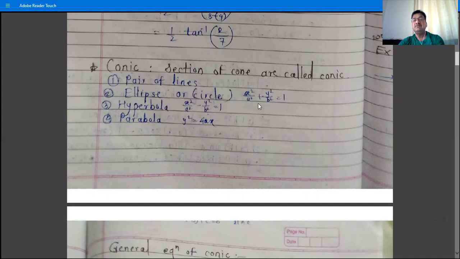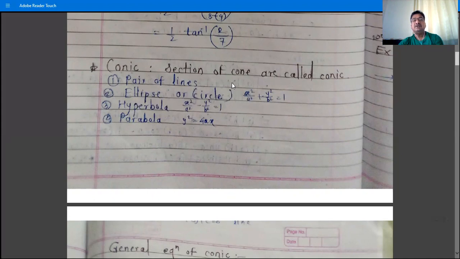So what is the equation of an ellipse? x²/a² + y²/b² = 1. If a and b are the same, that is, the major axis and minor axis are the same, then what is this equation? x²/a² + y²/a² = 1, which means x² + y² = a². That is, it becomes a circle, the equation of a circle. That is, an ellipse is a circle if the major axis and minor axis are of the same length.